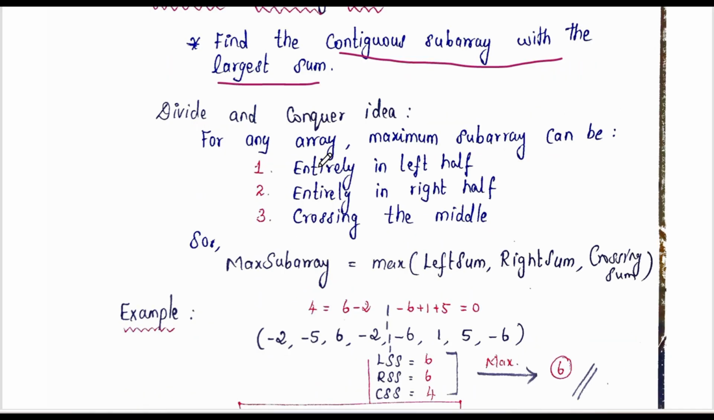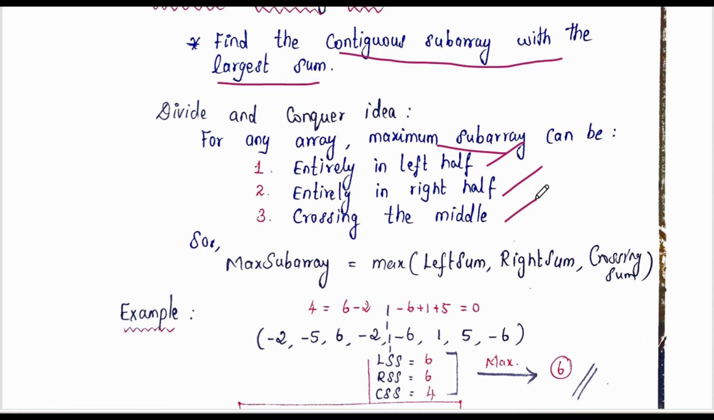So the divide and conquer idea behind this: for any array, the maximum subarray can be entirely in the left half, entirely in the right half, or crossing the middle, right? Because the contiguous subarray means we find the sum of continuous elements in the subarray. Clear? So the subarray is entirely in the left half, or entirely in the right half, or crossing the middle. So these are the three splitting strategies behind this.